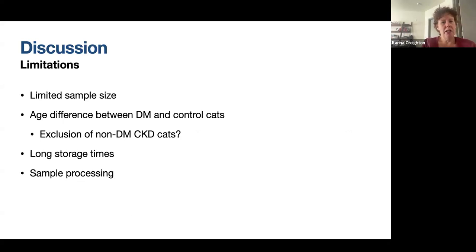The limitations that they discussed, and I've got some additional things that I would add. So, limited sample size, I'm sure just based on the samples that they had available and for which they had enough clinical data to include in the study. Probably a big one, as I said, is that age difference between the diabetic and the control cats.